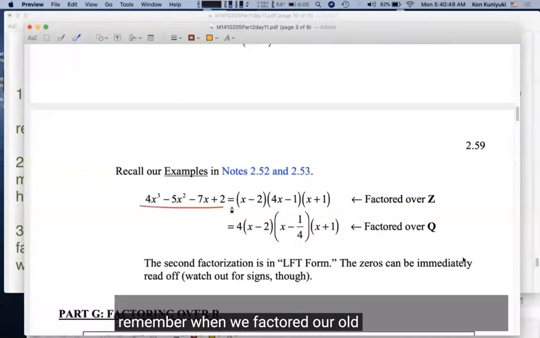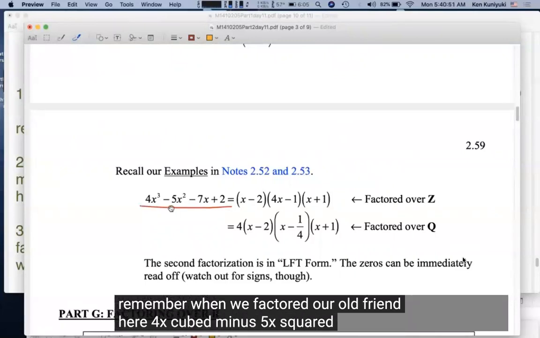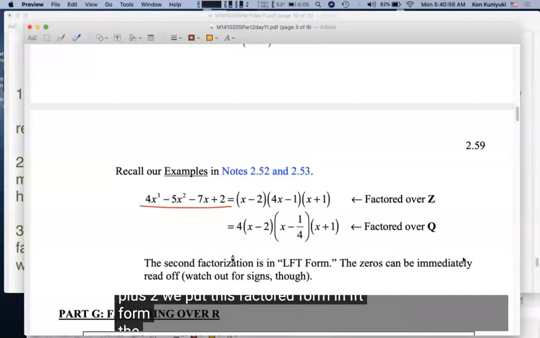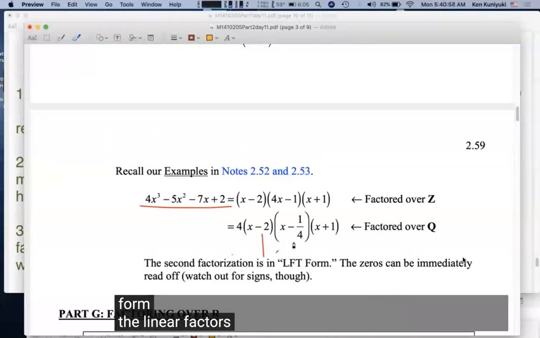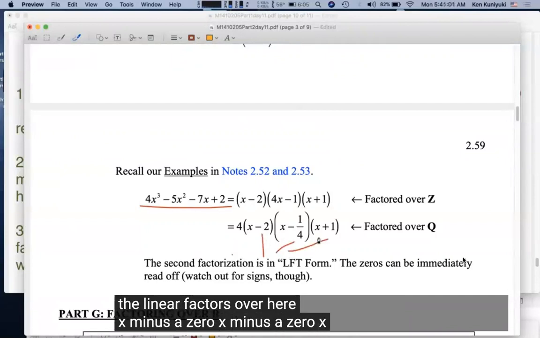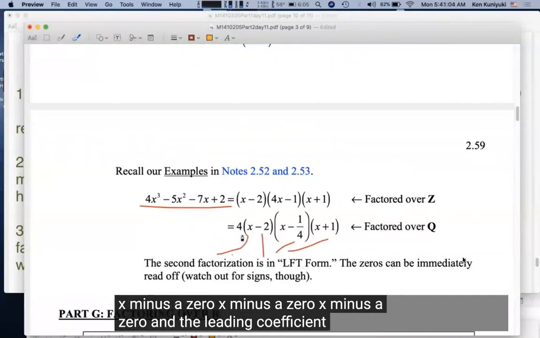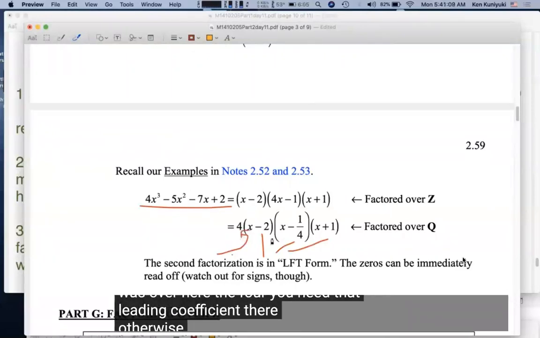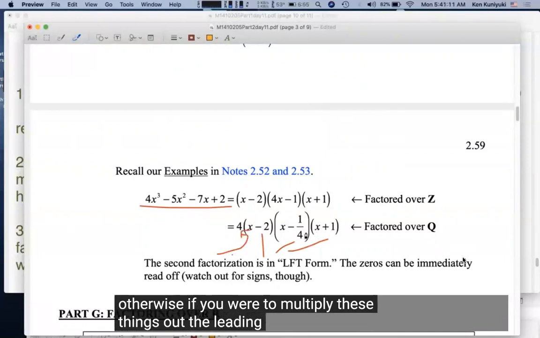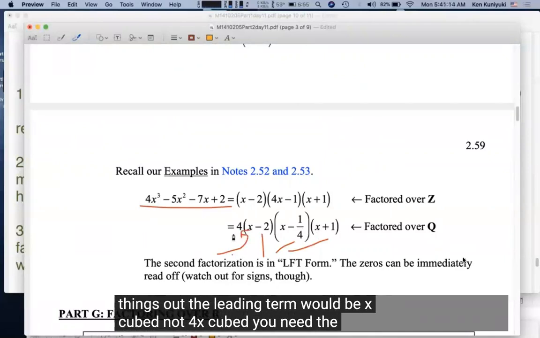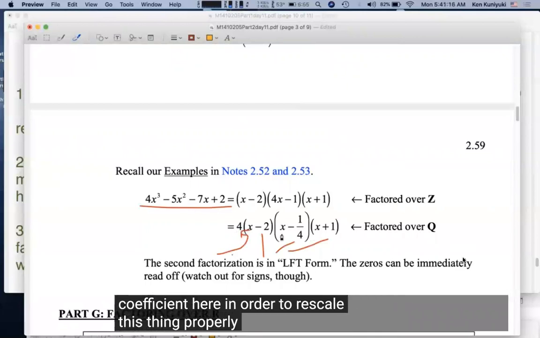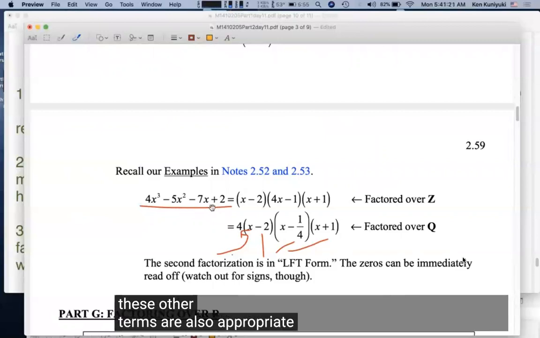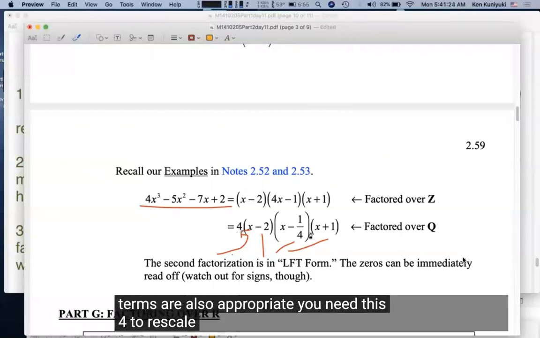Remember when we factored our old friend here, 4x cubed minus 5x squared minus 7x plus 2, we put this factored form in LFT form. The linear factors over here, x minus a 0, x minus a 0, x minus a 0, and the leading coefficient was over here, the 4. You need that leading coefficient there. Otherwise, if you were to multiply these things out, the leading term would be x cubed, not 4x cubed. You need the leading coefficient here in order to rescale this thing properly, so that 4x cubed is the leading term and these other terms are also appropriate. You need this 4 to rescale this.